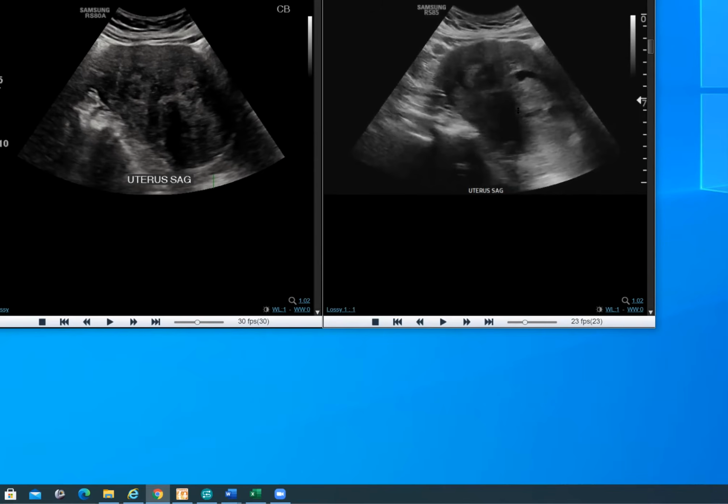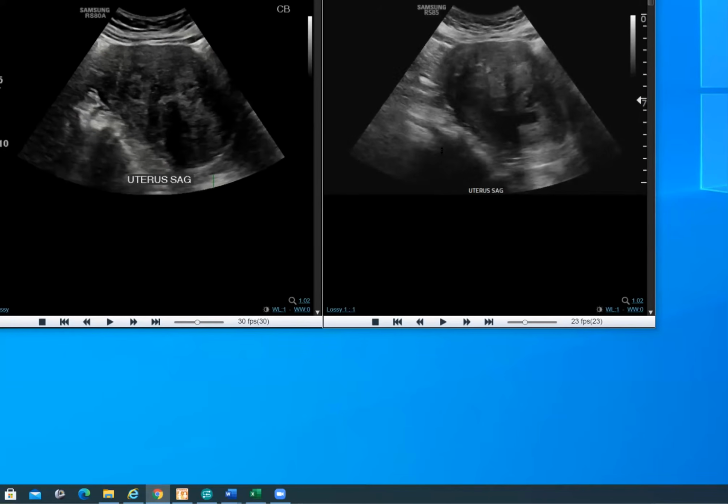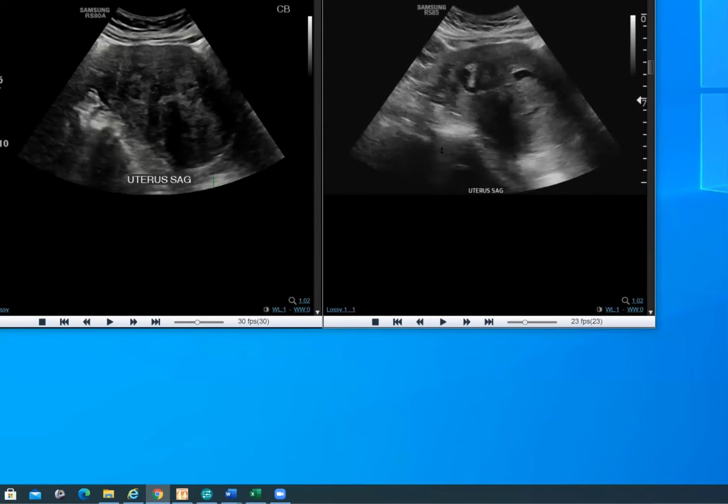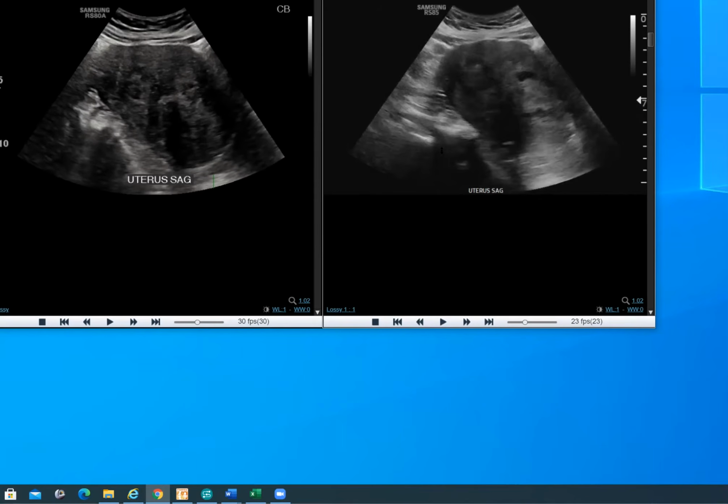So I just wanted to show this case because we had kind of overlooked the endometrium at first. And I guess, especially if somebody is coming with vaginal bleeding, it's always important to try to look at the endometrium carefully, so as not to miss the cancer.